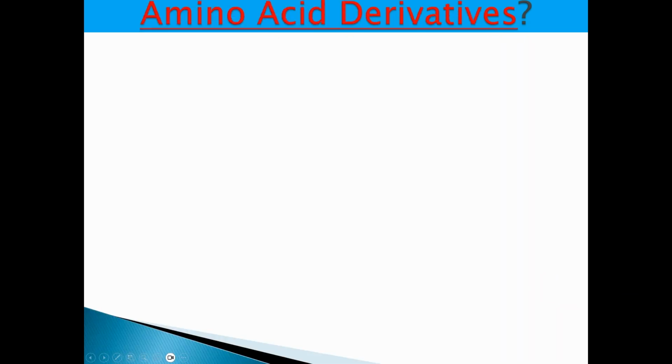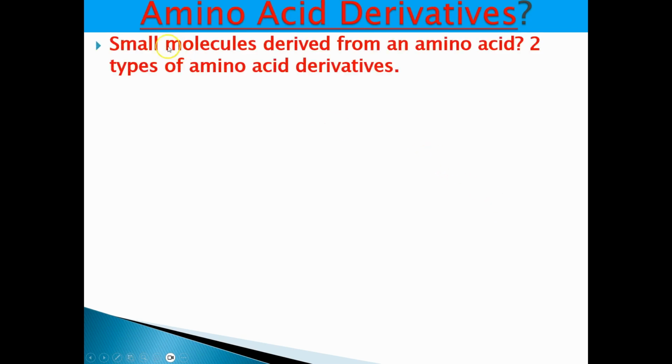All right, so we're going to expand a little bit on amino acid derivatives. Again, these are really small hormones, right? They're small hormones because they're derived from a single amino acid. There are two types of amino acids you should be aware of. We have amino acid number 1, tyrosine derivatives.